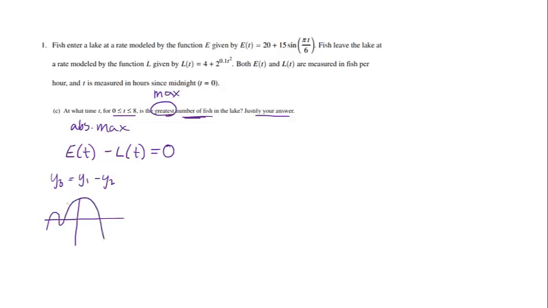Something like that. Okay, we obviously don't care about anything before 0, but then I'm looking for this critical value right here. So I use the zero feature of my calculator. And when I did that, I got t equals 6.204. So that would be my critical number.